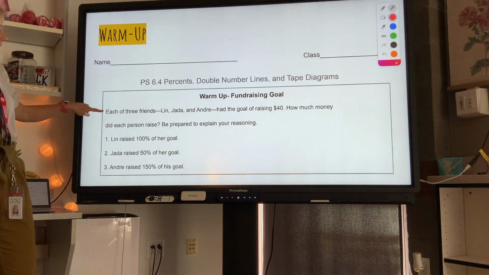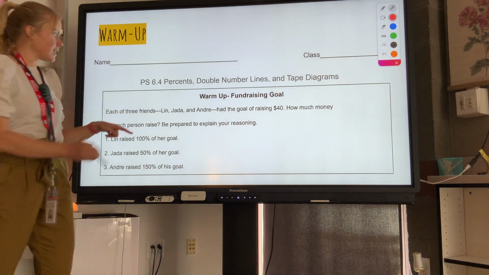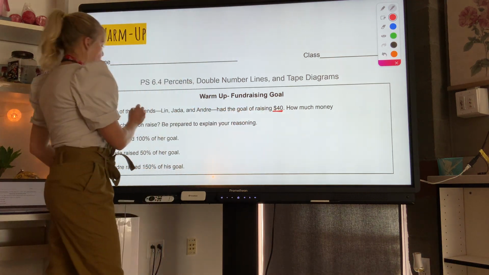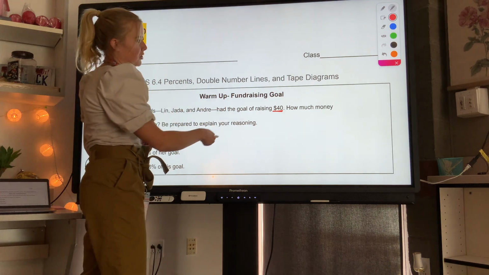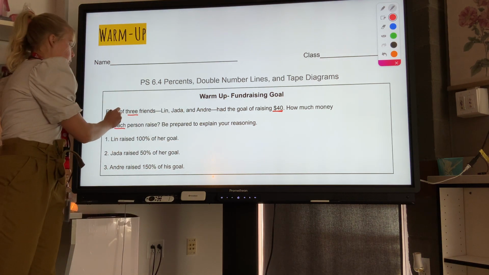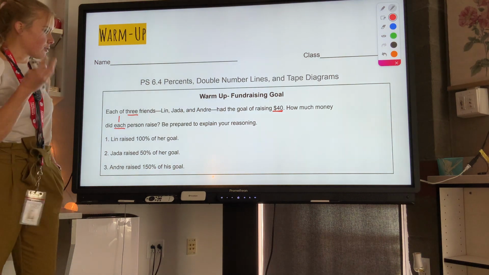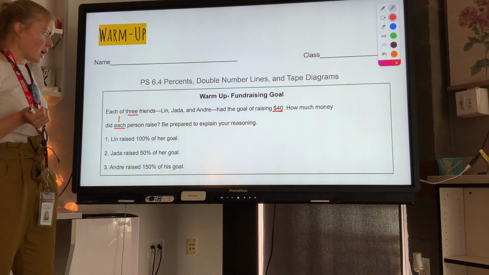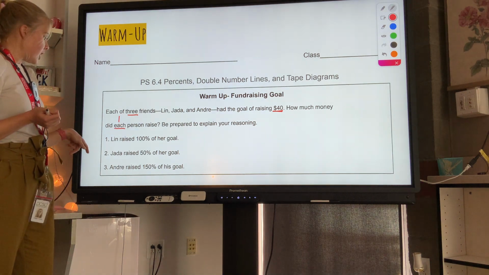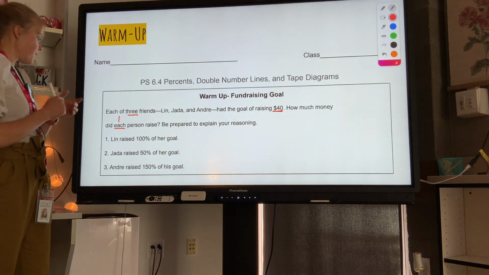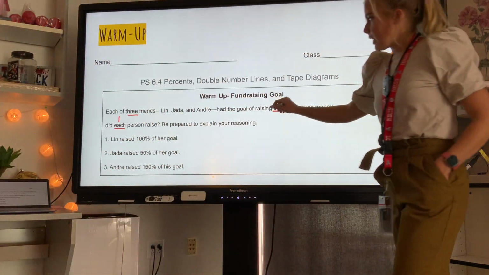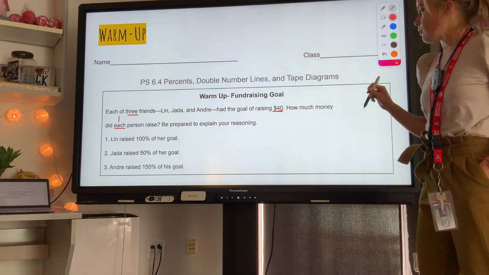So this says each of three friends, Lynn, Jada, and Andre, had the goal of raising $40. So we have three friends raising $40. How much money did each person raise? So for one person, how much did they raise if three people were raising $40? Lynn raised 100% of her goal. Jada raised 50% of her goal. Andre raised 150% of his goal. So they had the goal, each of them, of raising $40.